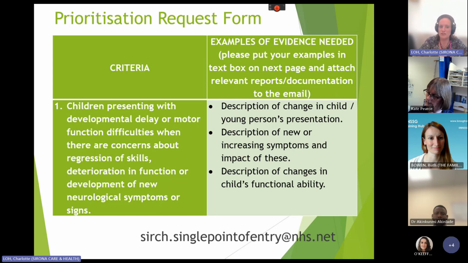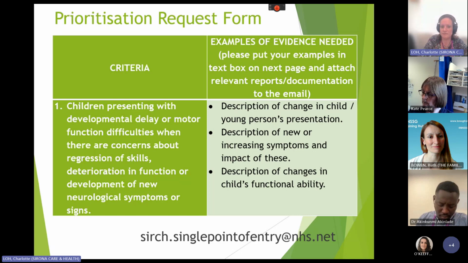You can also email this email address at the bottom here and send information in at a later date if things have got worse or have changed, or if you want to highlight that you think a referral is particularly urgent. It's probably worth emailing into this email address at the same time as sending in your referral to hopefully bring it to the attention of the team.